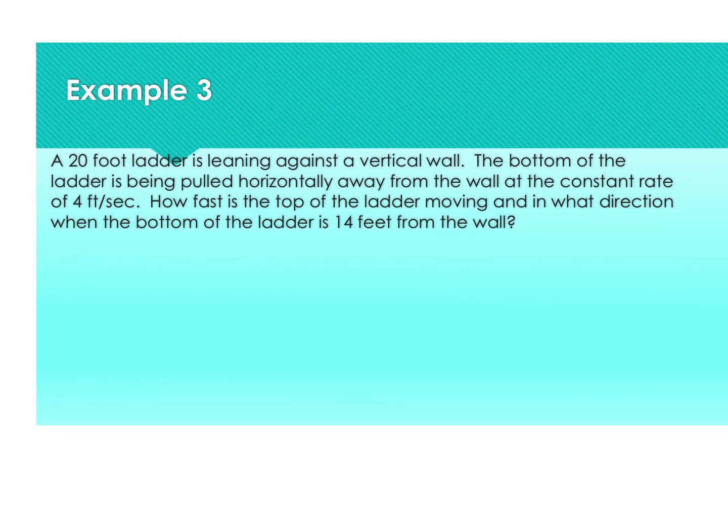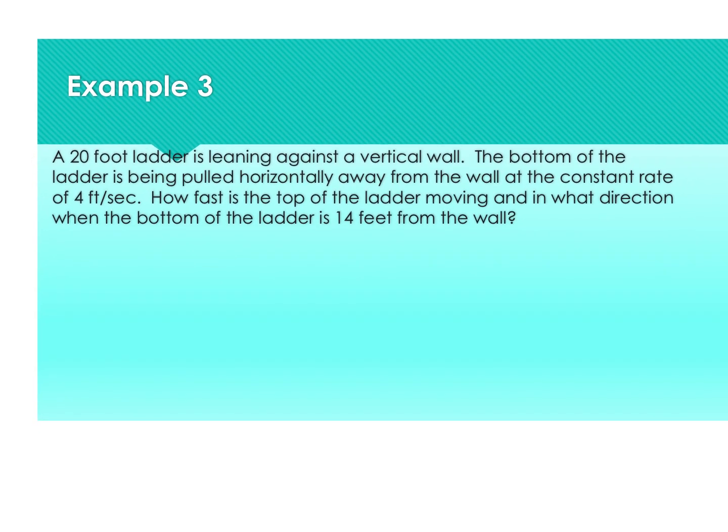All right, let's do example 3. A 20-foot ladder is leaning against the vertical wall. The bottom of the ladder is being pulled horizontally away from the wall at a constant rate of 4 feet per second. How fast is the top of the ladder moving and in what direction when the bottom of the ladder is 14 feet from the wall?